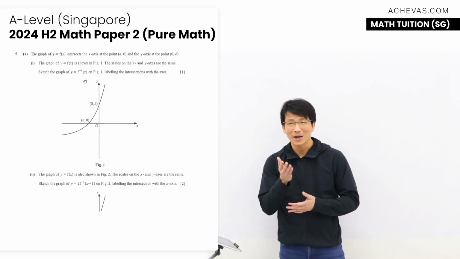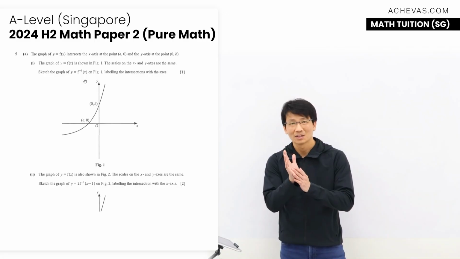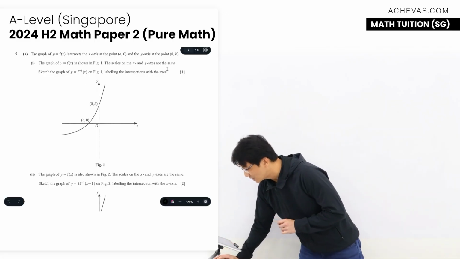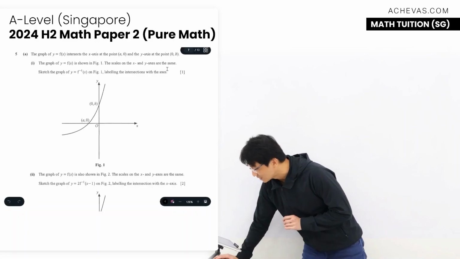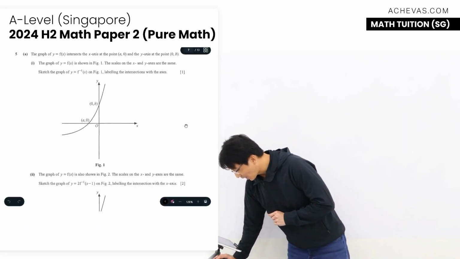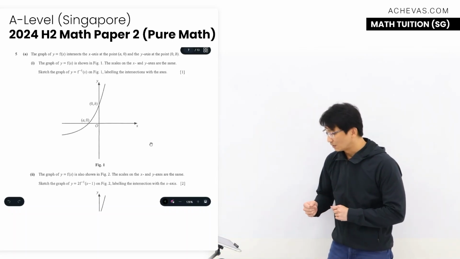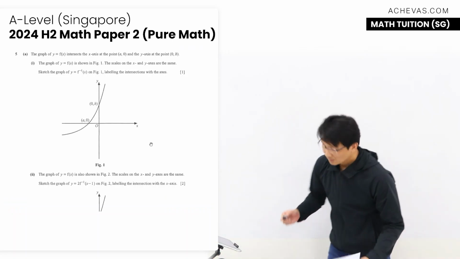I have to draw my y equal to x like a 45 degree line. If not, you will be marked down, because they already specifically say the scales of the x and y axes are the same. And basically, for the first part, I'm just going to do a reflection about the line y equal to x.